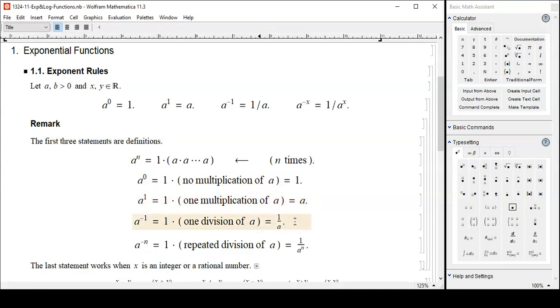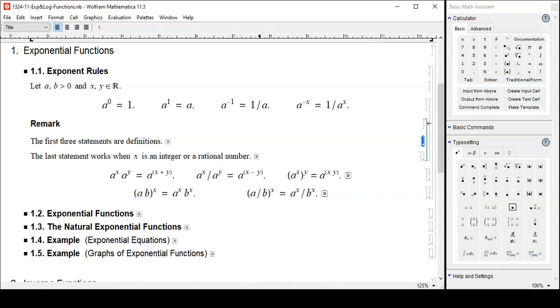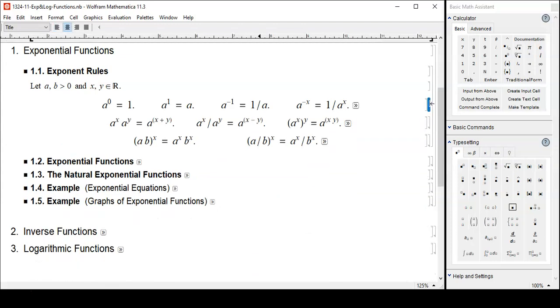What if n is negative 1? That means we have to go backward. We have to undo a multiplication, and that's a division. So one division, you get 1 over a. And negative nth power, repeat the division, so 1 over a to the nth power. That's the logic, and that's how we get a to the nth power for whole numbers, for 0 or positive integers, and that's how you get the power for negative integers. Can we extend those to arbitrary real numbers? It's possible, but we don't do that here at this level, so don't worry about it.